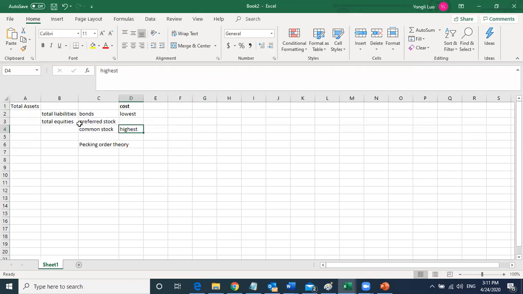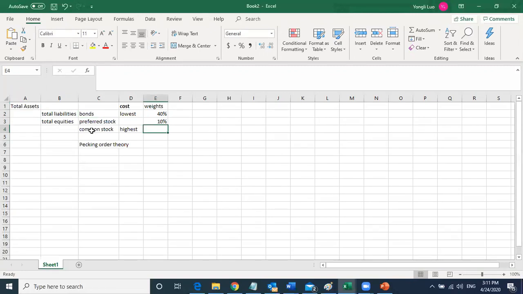So what will the weights look like? We leave the costs here and calculate them later. The weights will be something like this. If you raise capital using, say, 40% bonds and 10% preferred stock, what will be the percentage of your common stock?